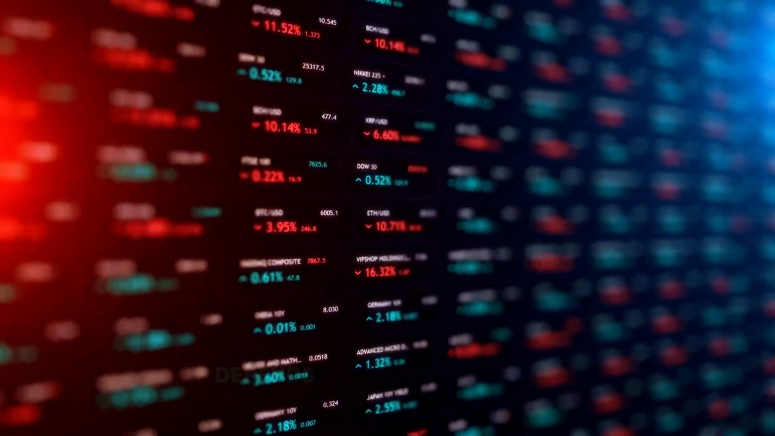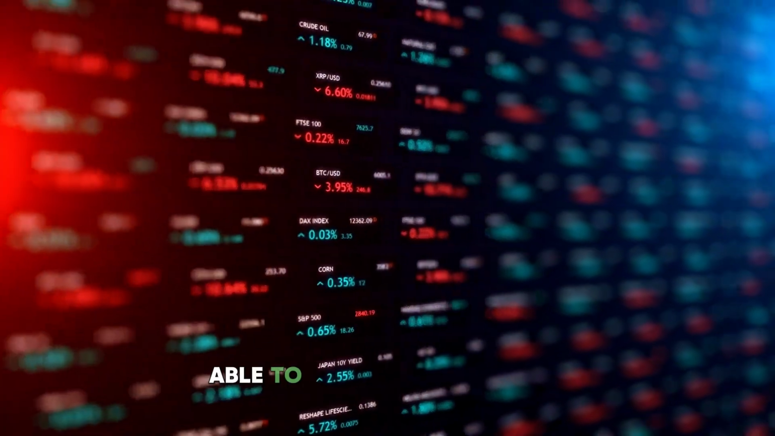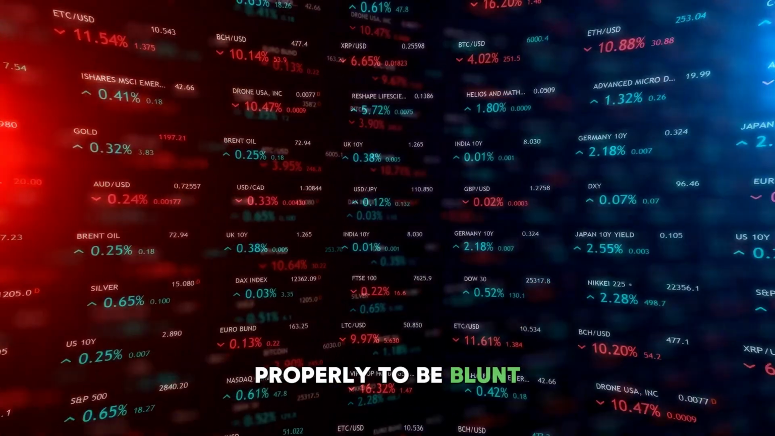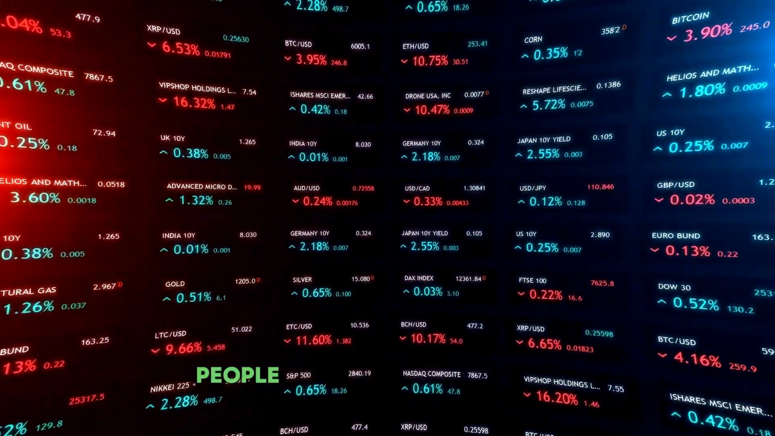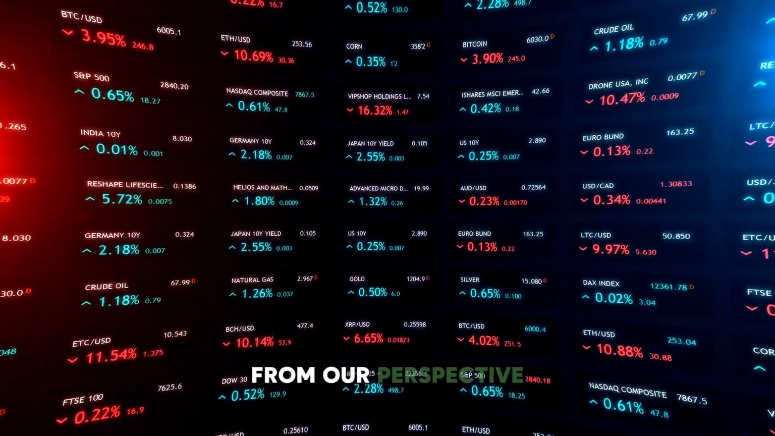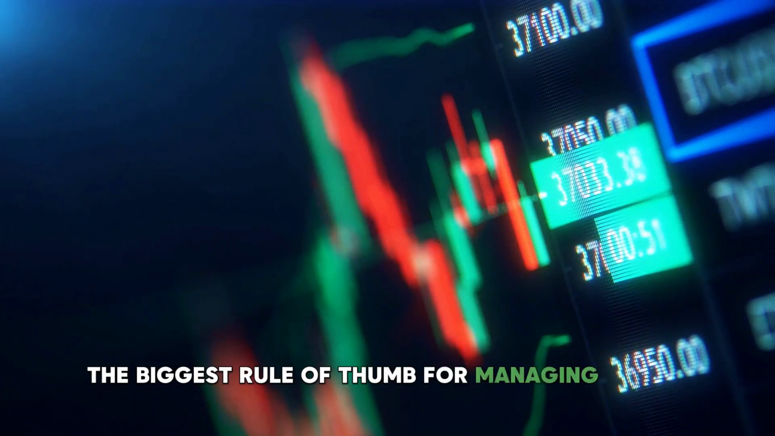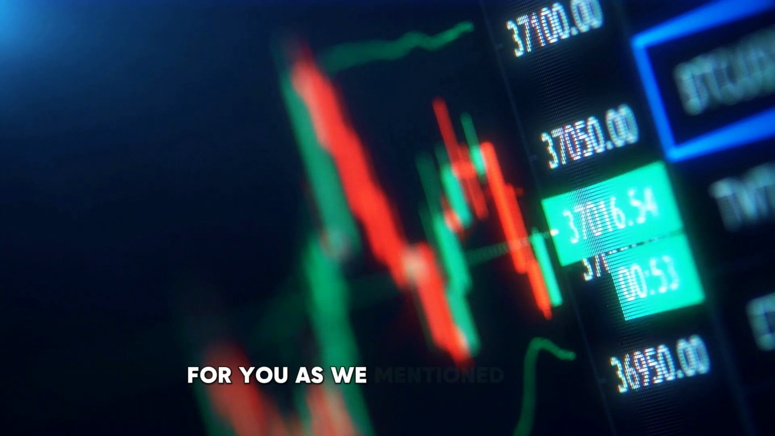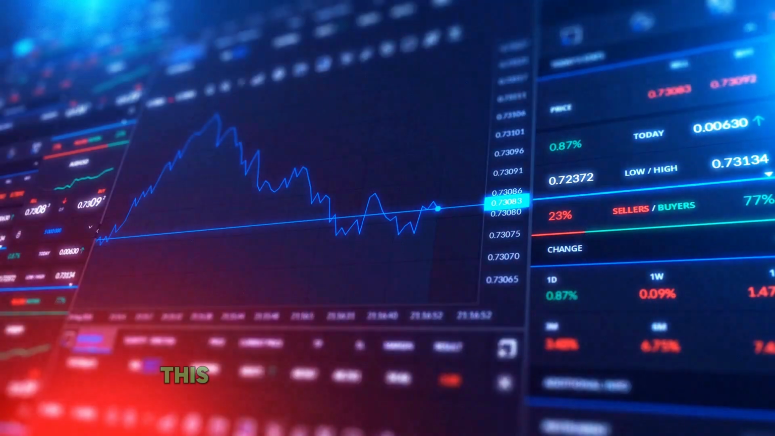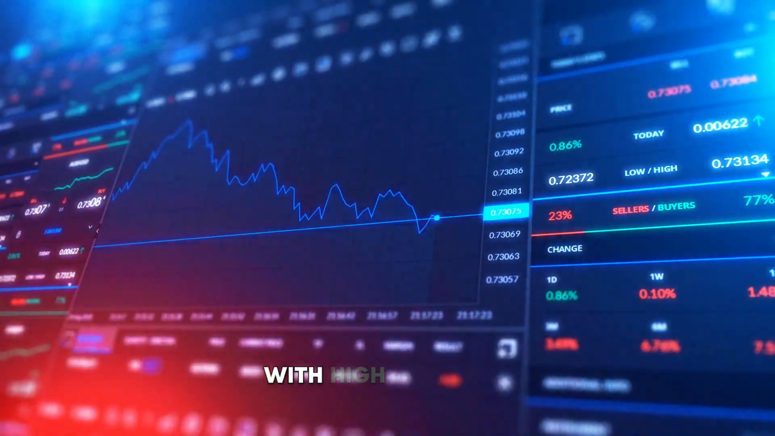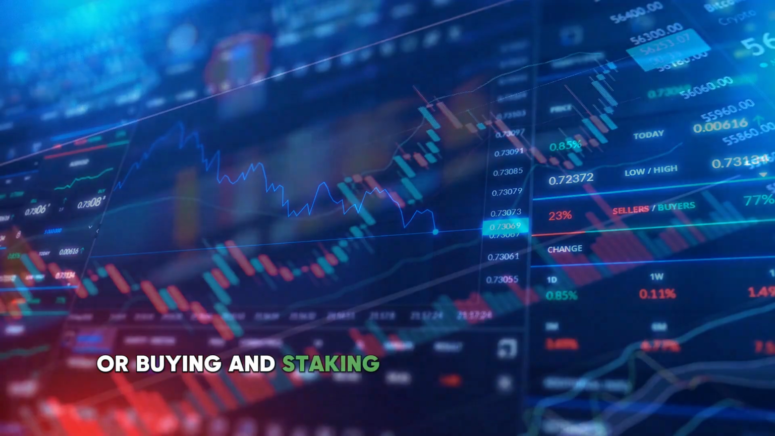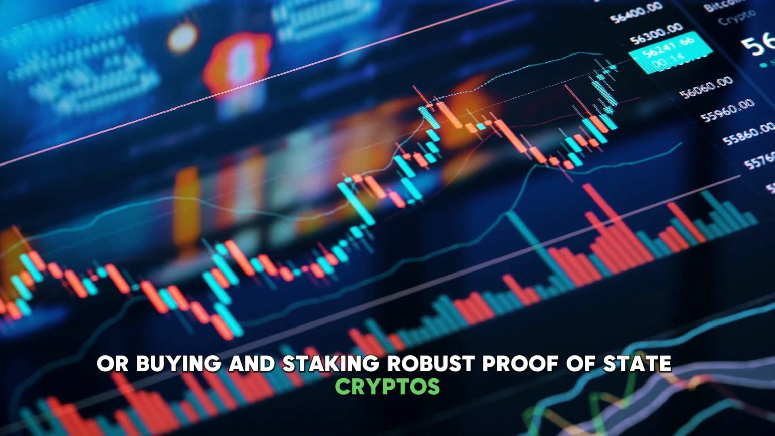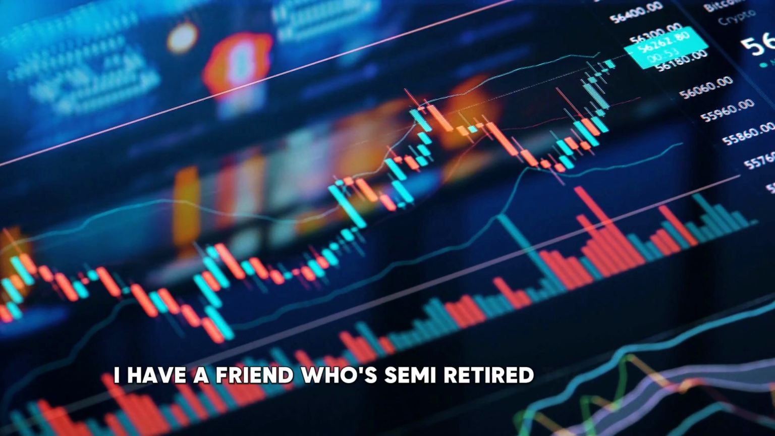This fundamentally depends on whether you're able to manage your money properly. To be blunt, this is something that most people don't know how to do. From our perspective, the biggest rule of thumb for managing money is to find ways to make it work for you. As we mentioned in our previous meme coin video, this can include investing in stocks with high dividends or buying and staking robust proof-of-stake cryptos. I have a friend who's semi-retired that way.